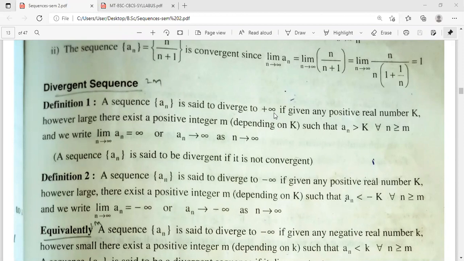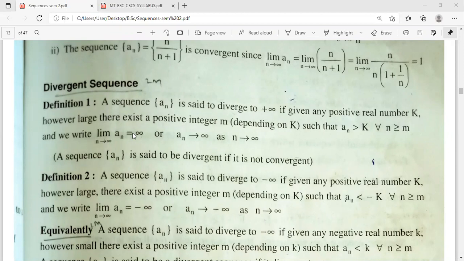The meaning of this is how to write it. Plus infinity is different from minus infinity. a_n is said to diverge to plus infinity: for a given positive real number k, however large, there exists a positive integer m. In the previous case, however small epsilon was, but here it is however large, there exists a positive integer m. There it depended on epsilon, but here it depends on k. So that a_n is greater than k for every n greater than or equal to m. The same you can write as limit a_n as n tends to infinity equal to plus infinity. This is the definition of the divergent sequence.